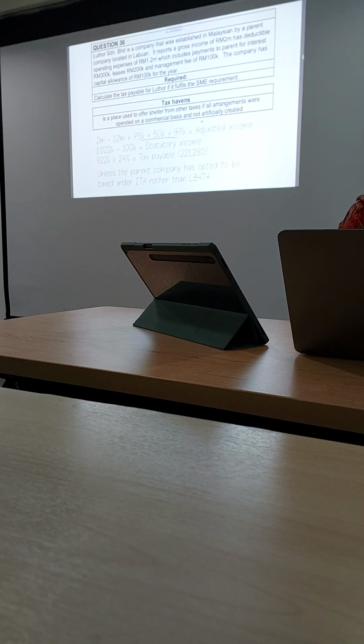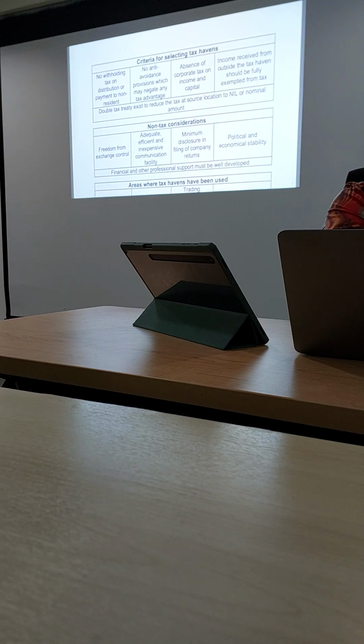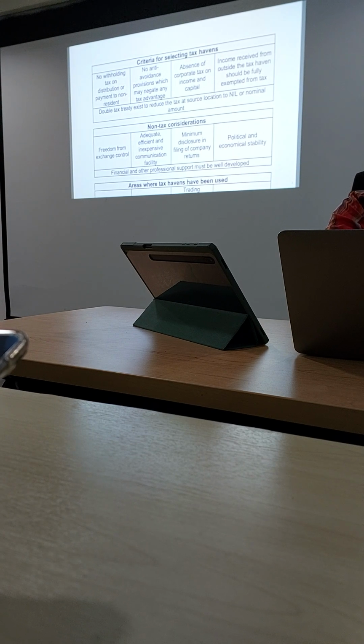Now, next thing we're looking at is of course selecting a tax haven. If you're going to get a tax haven, basically you want a place where you can shelter your tax, or put all your money there so that you don't get taxed so heavily. Tax havens have criteria. Labuan has no withholding tax on distribution and payment to non-residents, no anti-avoidance provision that might negate any tax advantage, absence of corporate tax or income tax on capital, or might have minimum tax, so it must be very little tax or minimum. Income received from outside the tax haven should be fully exempt from tax. So anything from overseas is exempt, which Malaysia had for a long time. Of course, now it's a different story.